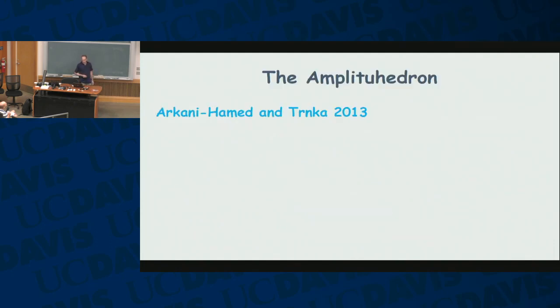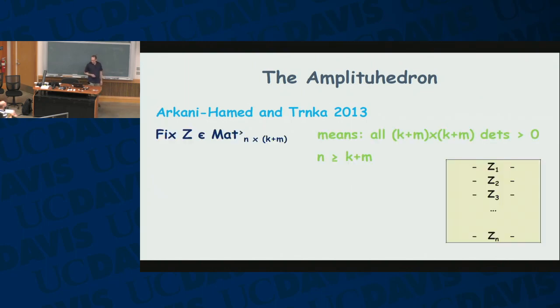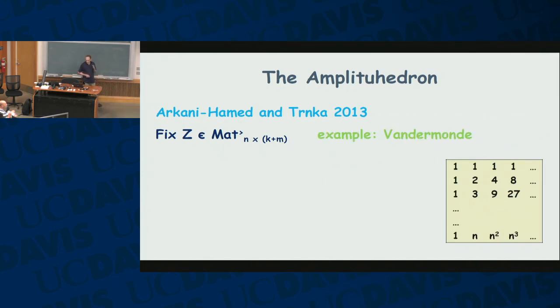Okay, so now let's define the Amplituhedron. This was discovered by Nima Arkani-Hamed and Jaroslav Trnka, two physicists in Princeton and Davis. In order to define it, I have to fix a matrix. So there's a new parameter m, and the matrix Z is going to be n by k plus m. It's going to be a positive matrix in the sense that all its maximal determinants, k plus m by k plus m, are strictly positive. And since we're fixing it, you can have in mind just a particular matrix, such as a Vandermonde matrix.